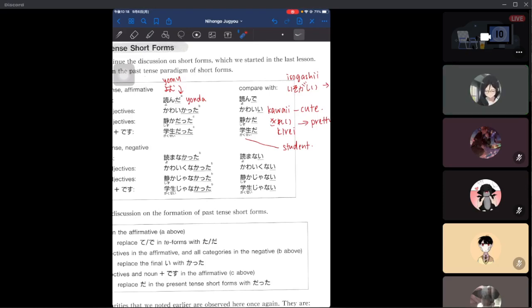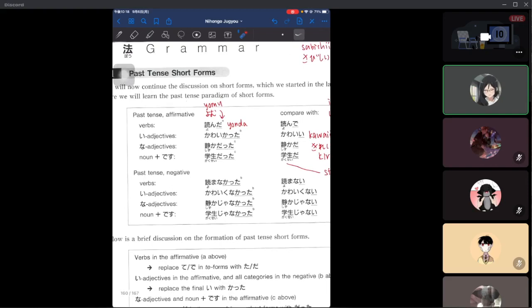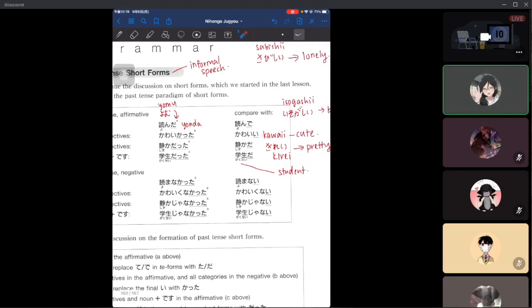So since we're learning the informal one, by the way, short form is the informal speech, which you use between friends or your juniors or someone you're really, really close to, like your family members. But do not use it with strangers or your lecturers or someone you don't know, because it's informal speech and can be considered rude. So that is the use of informal speech. Since we're learning the informal speech, we use this one. Gakusei da. Watashi wa gakusei da.